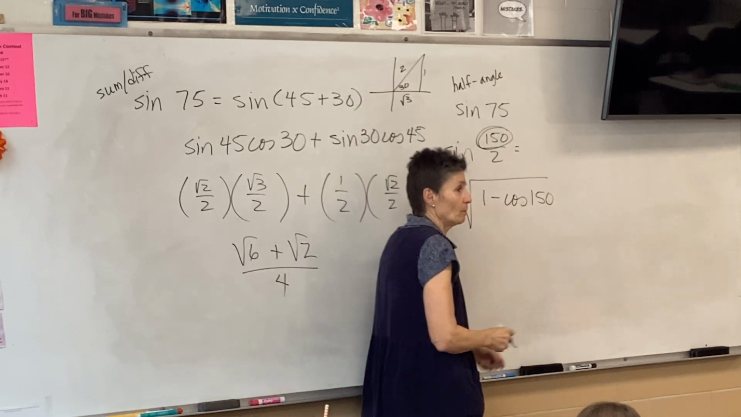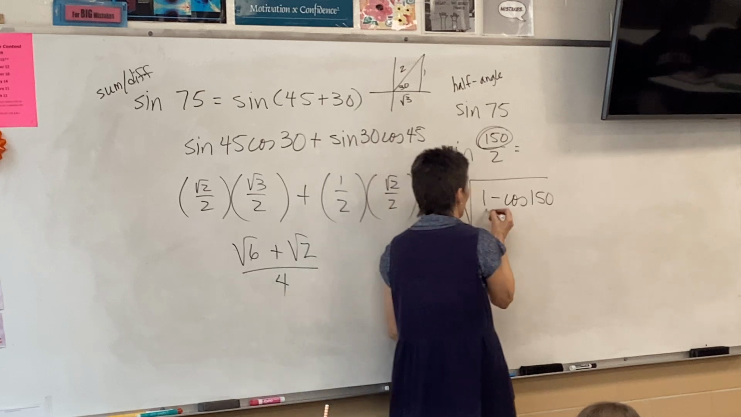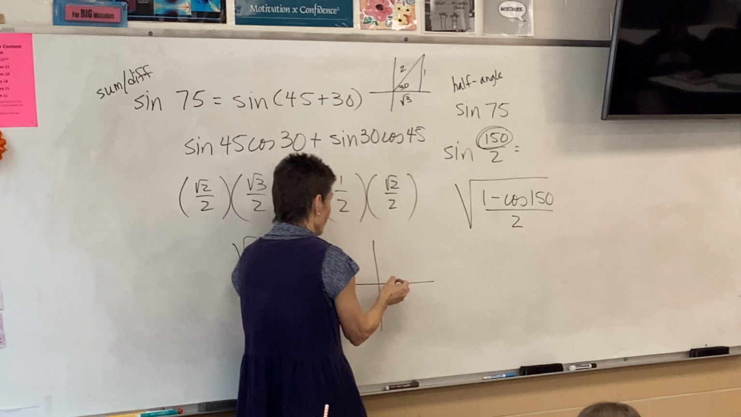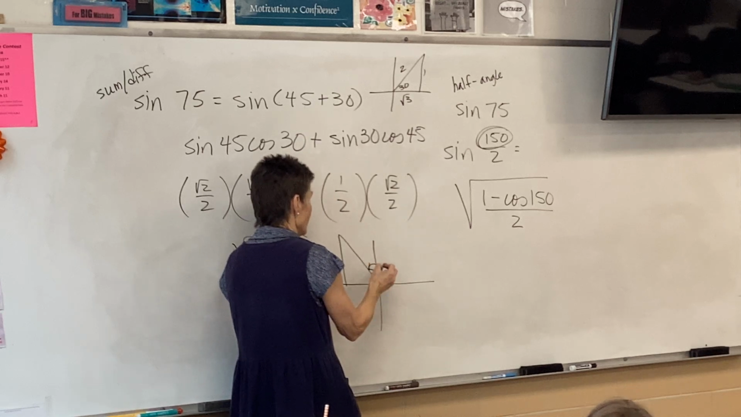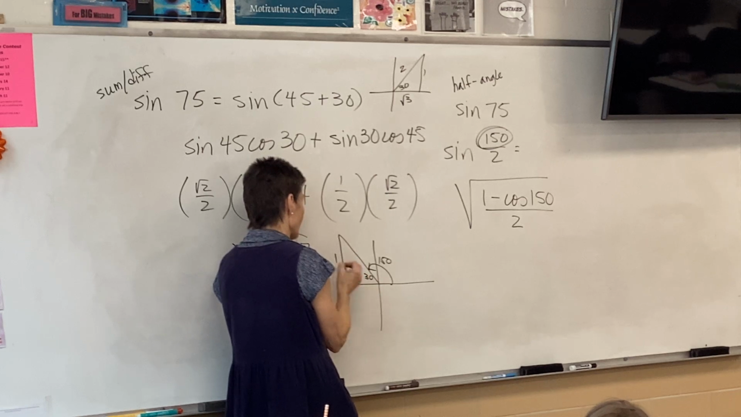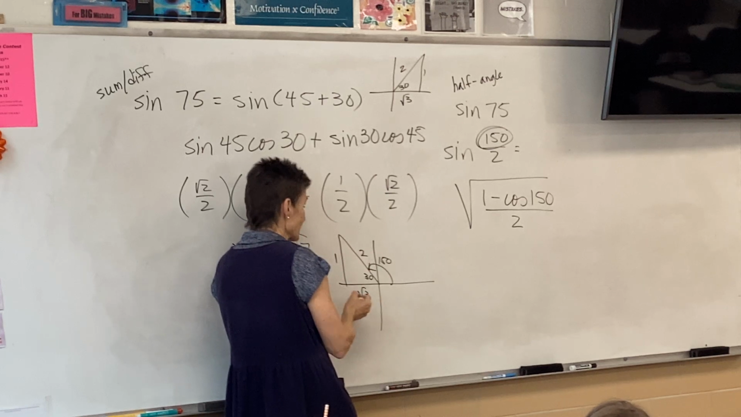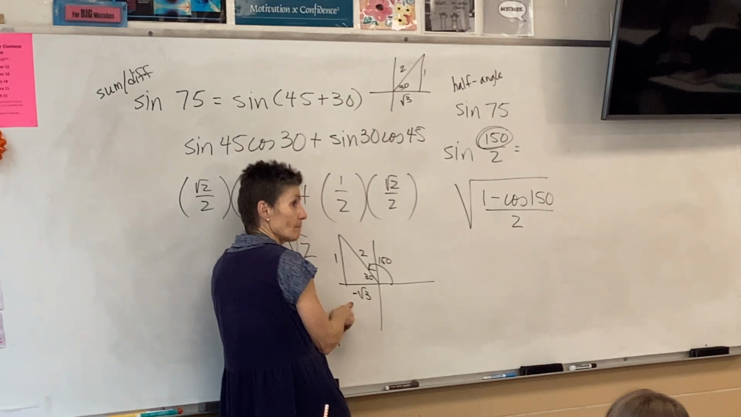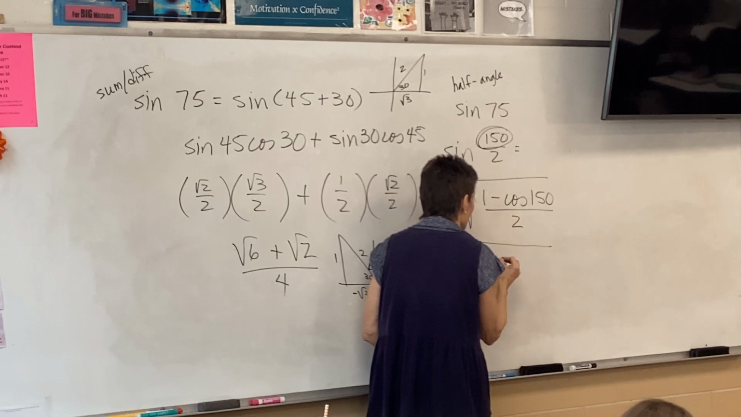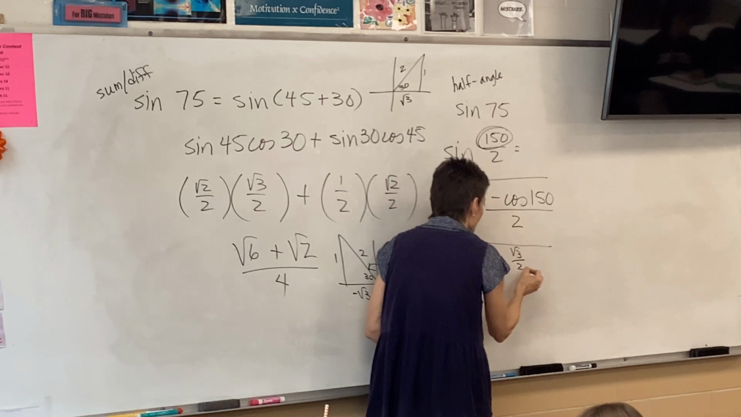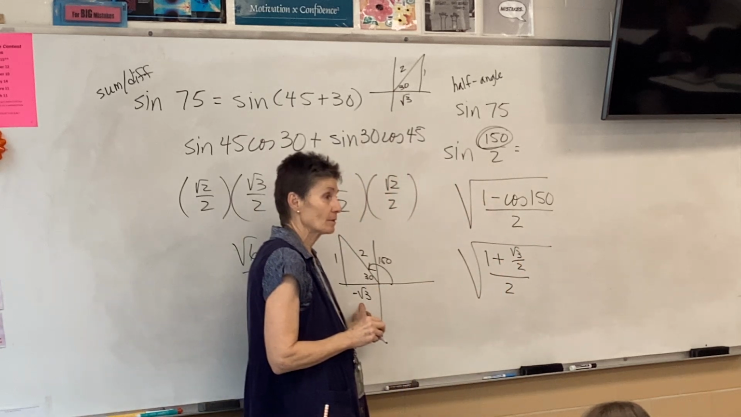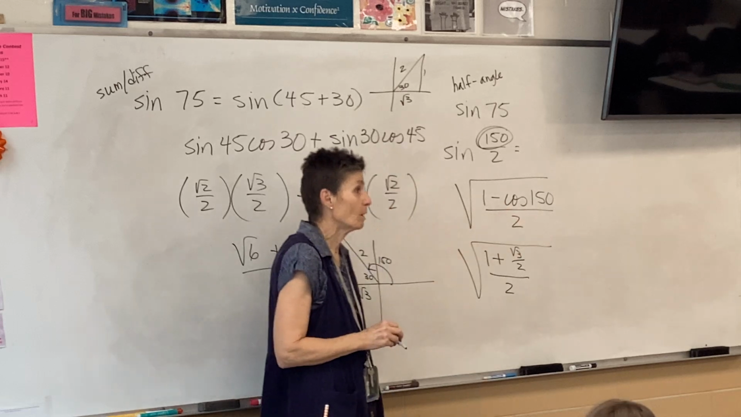Whatever the variable I used is, that's your variable, over 2. Okay, so now we figure out 150 would have a reference angle of 30. Be careful, that's a negative, right? So negative root 3 over 2. So we have the square root of 1, actually it will be plus root 3 over 2, because the cosine is a negative number. Does everybody see that? So it's gonna be 1 plus.